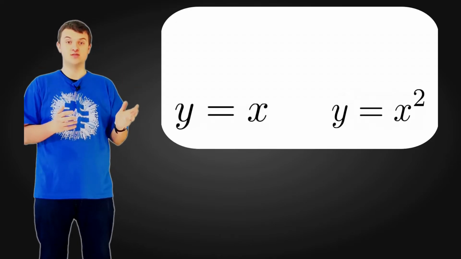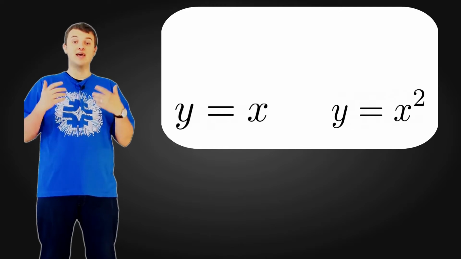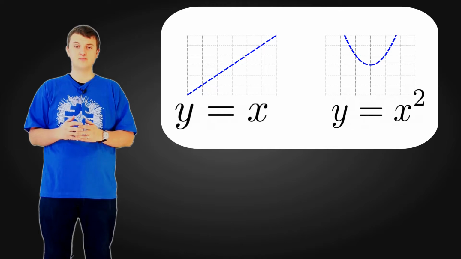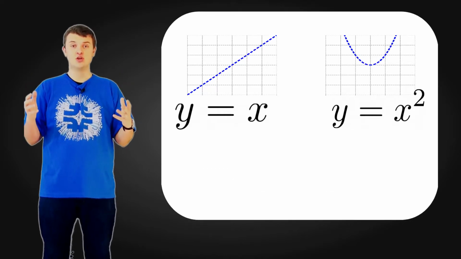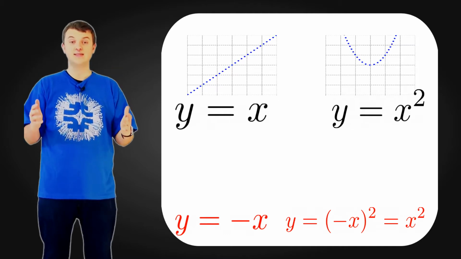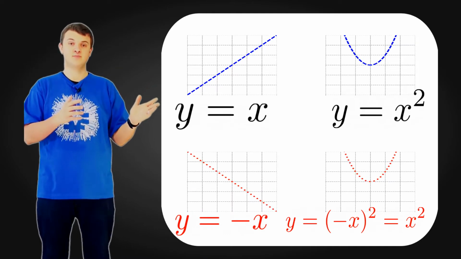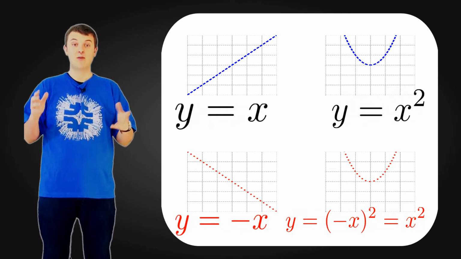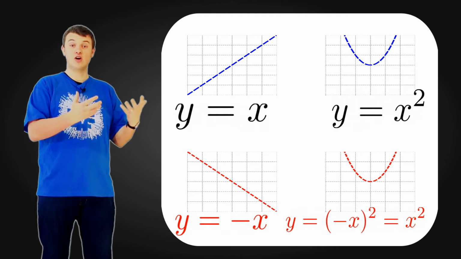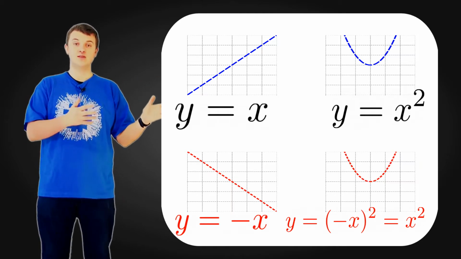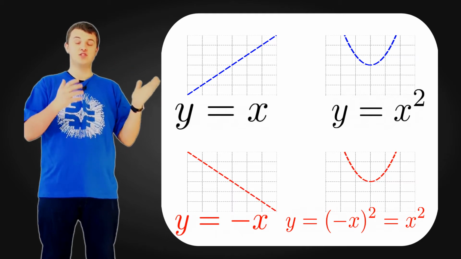Let's use a more algebraic example. Here are 2 equations, y equals x and y equals x squared. Now graphically, they look like this. Now, if we make the change, x goes to negative x, which is the same as reflecting in the y-axis, this is the result. Now in the first case, we've changed the resulting graph. However, in the second case, we get the same graph that we started with. So, we would say y equals x squared is symmetric under this transformation.